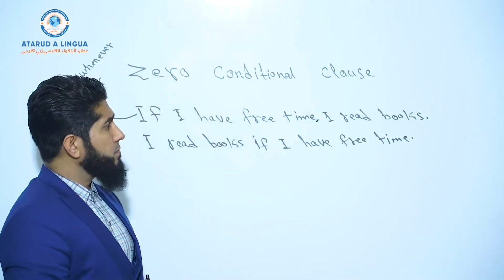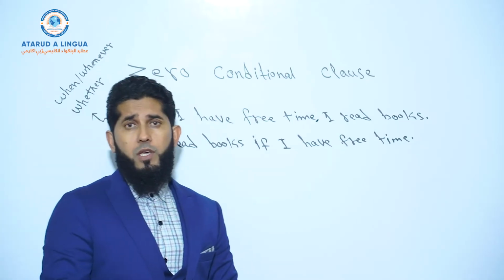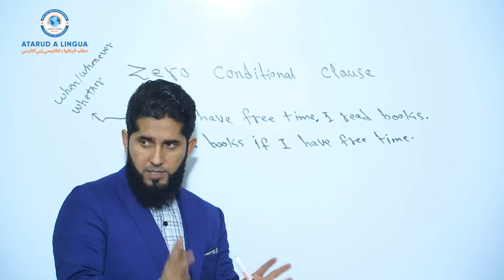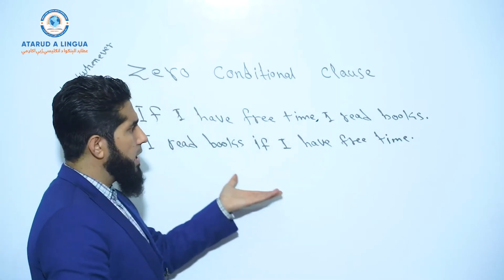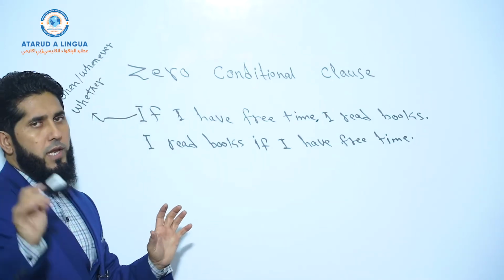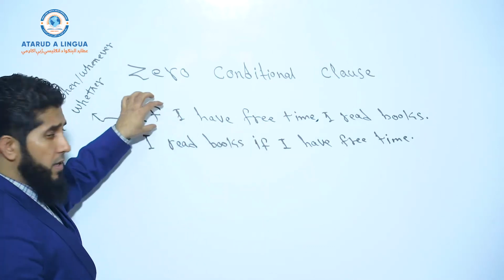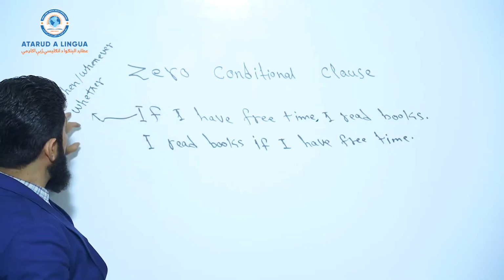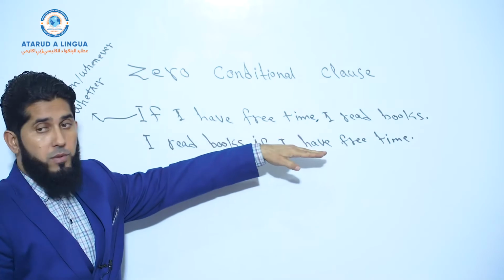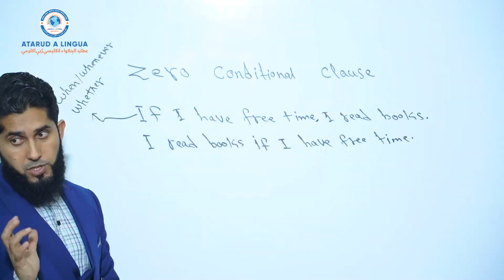Understood? So it was also part of the structure, because first you need to learn the structure. How to make a sentence correctly. That's important for us. And now we will talk about the concept as well. But one more thing I want to tell you is that if it's 0 conditional clause, instead of the conjunction if, you may use when or whenever as well. Whenever I have free time, I read books. When I have free time, I read books. That's possible, just in 0 conditional clause, okay?